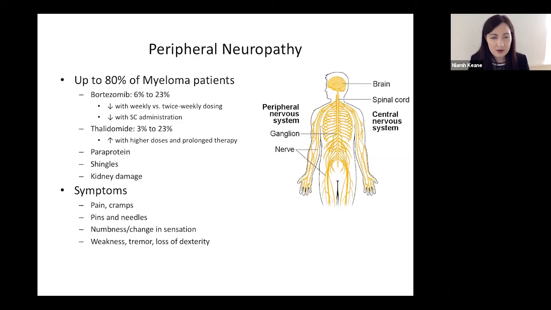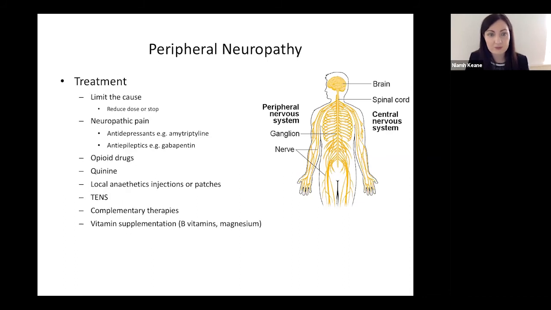The symptoms vary, but tend to be things like pins and needles or kind of a nerve type pain. And most commonly it's the hands or the feet that are affected in multiple myeloma. Patients can often describe numbness or a change in sensation, and at its worst it can cause weakness, tremor and loss of dexterity for patients. So we will always ask patients specifically about symptoms of peripheral neuropathy so that we know on time if they're developing these, and we can try and prevent it getting any worse or improving it.